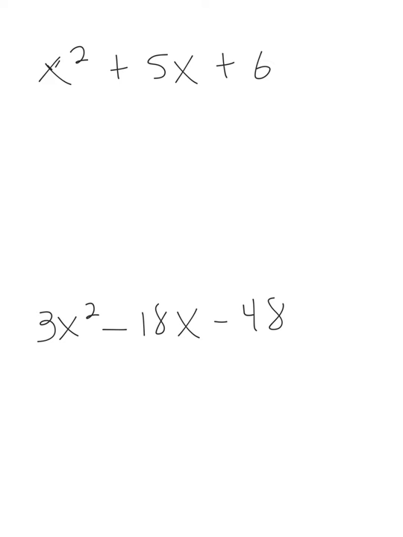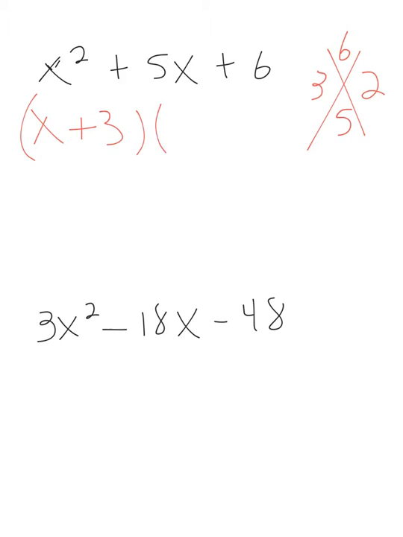Here's another one. X squared plus 5x plus 6. Again, what multiplies to get you to 6 that adds to get you to 5? 3 times 2 is 6. 3 plus 2 is 5. X plus 3, x plus 2. That's one of my favorite problems.